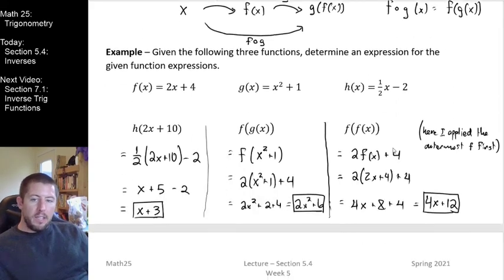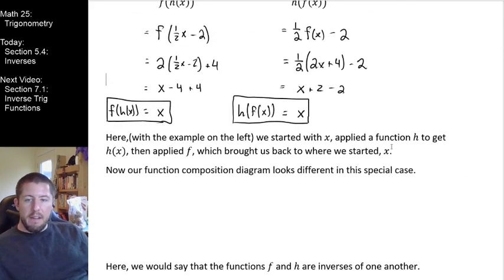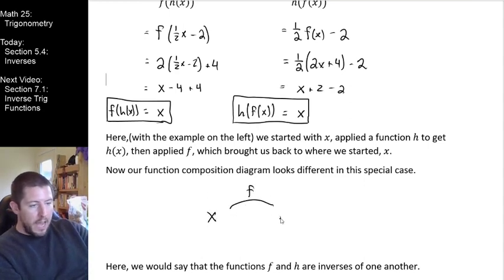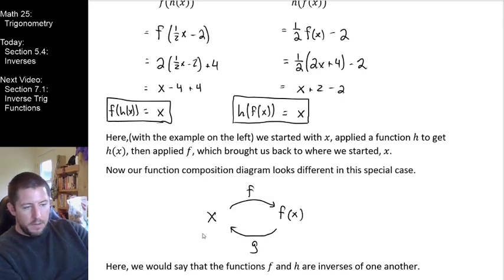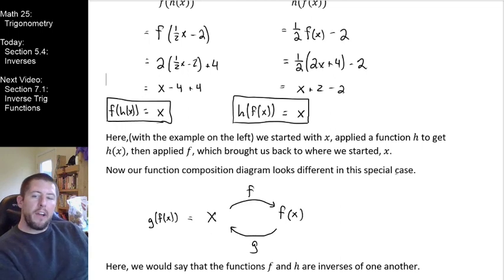What's happening now is a little bit different, right? Because f and h have this special relationship, we're now seeing that x started here, f took us somewhere to f of x, but it seems like what g did is it took us right back to where we started. A different diagram now. So I'm going to say that this is equal to g of f of x. Right? Our function diagram became a loop.